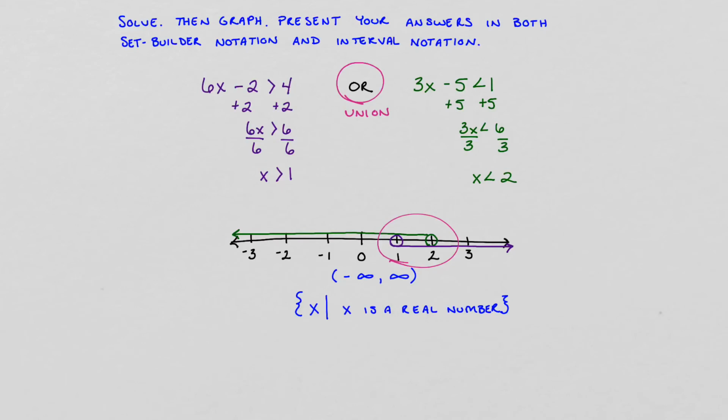Remember, a union is asking you to find any solution that will work for either of those inequalities. Another way to think of this is just give me a number that will make one of them work. Both of them do not have to work for me. I just need one of them to work, so it's a little bit more laid back.